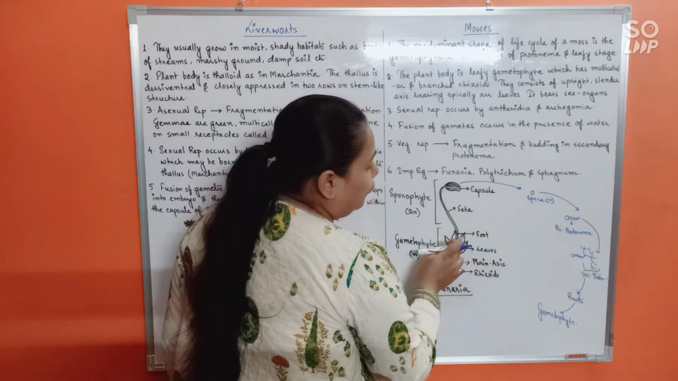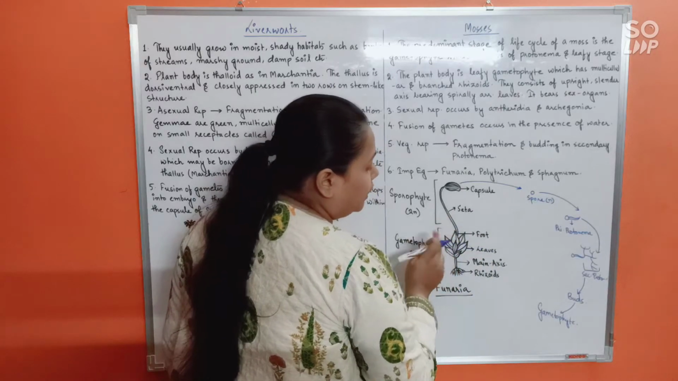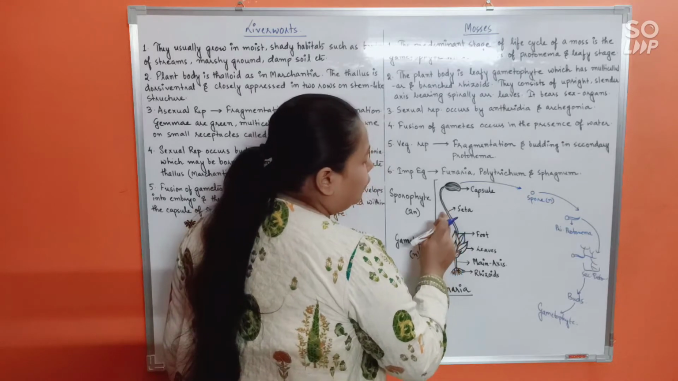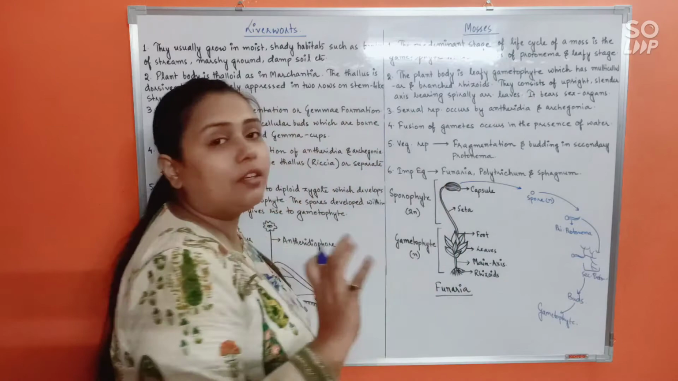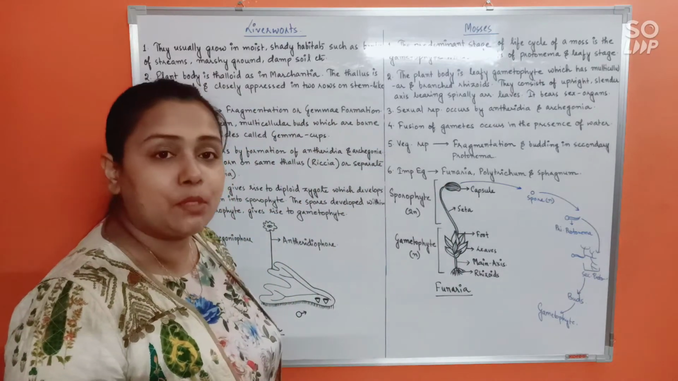This is the sporophyte with the foot, seta and capsule. Foot is the site of attachment of the sporophyte with the gametophyte. That is the foot. Then we have a slender axis, that's called the seta, and at the head we have a rounded blob which is called the capsule.